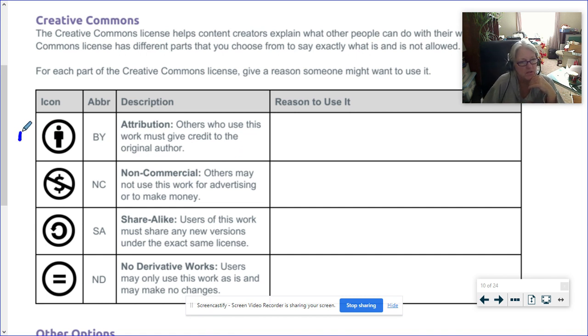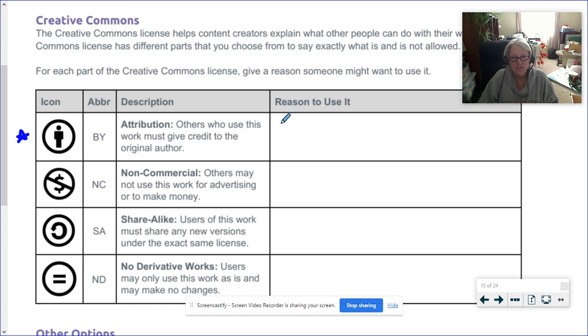This first one, put a little star by it. See how it looks like a person? It's called attribution. Others who use this work must give credit to the original author. That means a person's name. Anytime you see Creative Commons, you have permission to use it. You have to put which combination of licenses appears. This one is always on here.